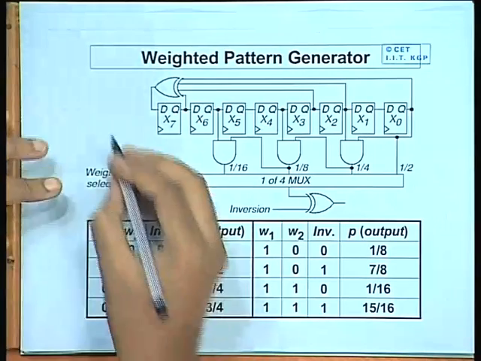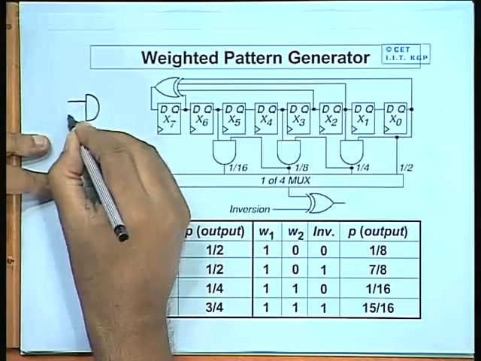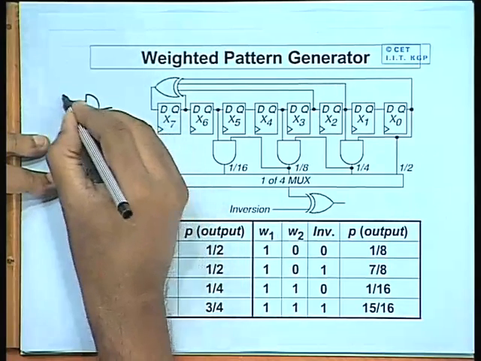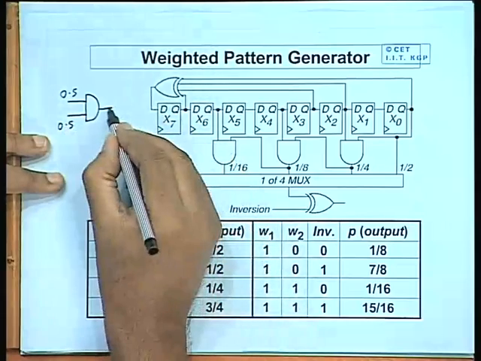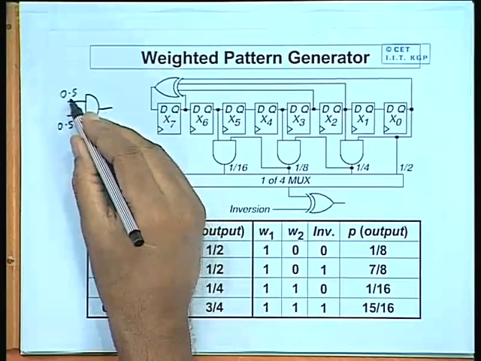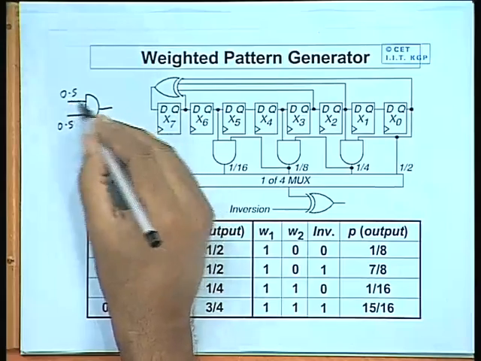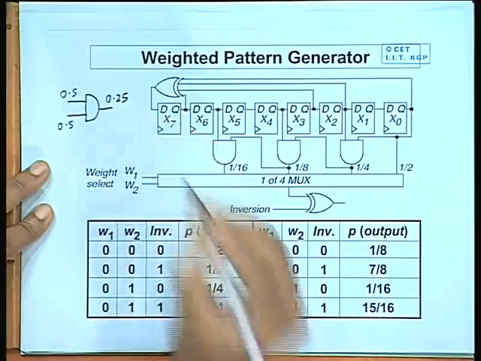Now, the interesting thing is that suppose I have an AND gate and I feed the AND gate with 2 inputs whose signal probabilities are 0.5 and 0.5. So, what will be the signal probability of the output? The output will be 1 if both the inputs are 1. So, the probability will get multiplied. So, the output probability will be 0.25.